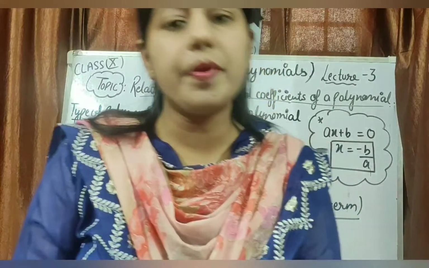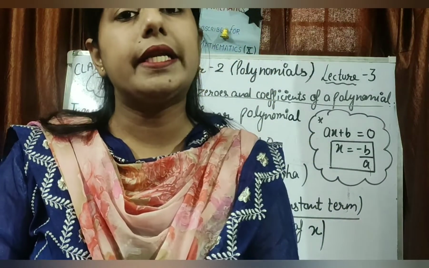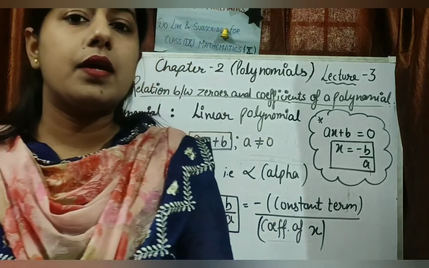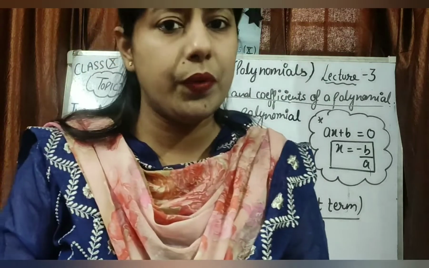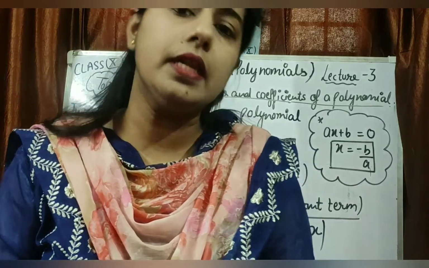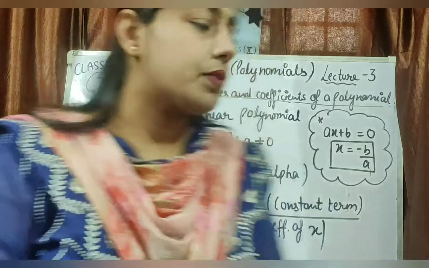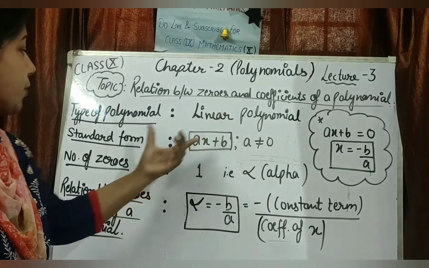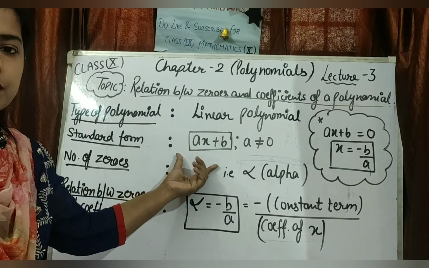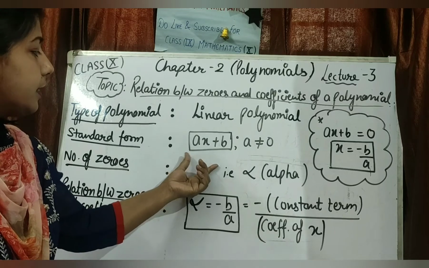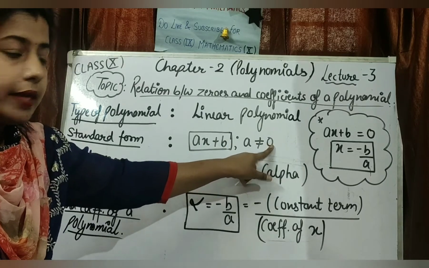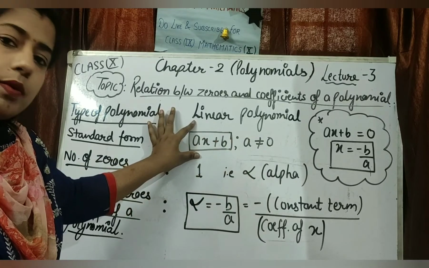Students, today's topic is new for you, but it is very important as well as interesting. So I'll start with the relation between the zeros and coefficients of a linear polynomial. We have already discussed the standard form of a linear polynomial. Yes, it is ax plus b, where a is not equal to 0. So this is the standard form of a linear polynomial.